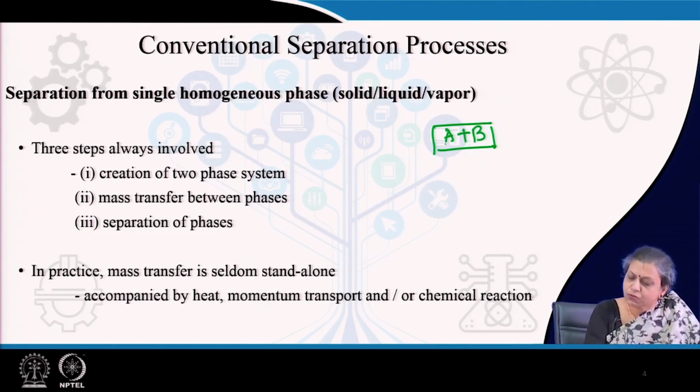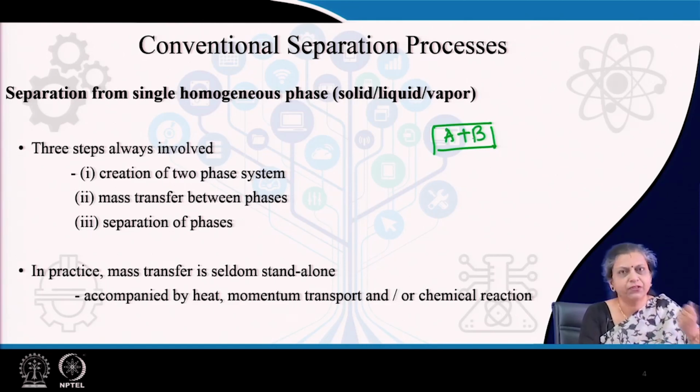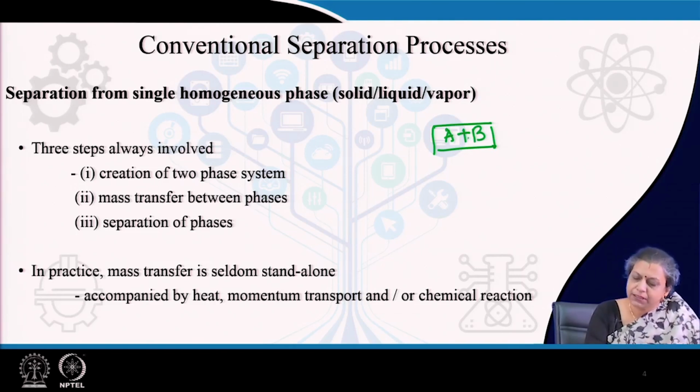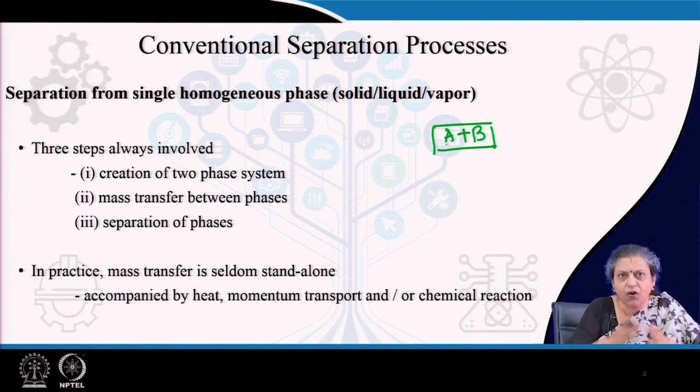First thing is, if B has to be removed from A, then I need to introduce another second phase which is preferentially going to take up B, so that B is recovered from A. Now, this second phase has to be created or it has to be added. Once the second phase is added or created in any particular way, and is introduced into the mixture of A and B, and I want to recover B, definitely the second phase is expected to have a greater affinity for B as compared to A.